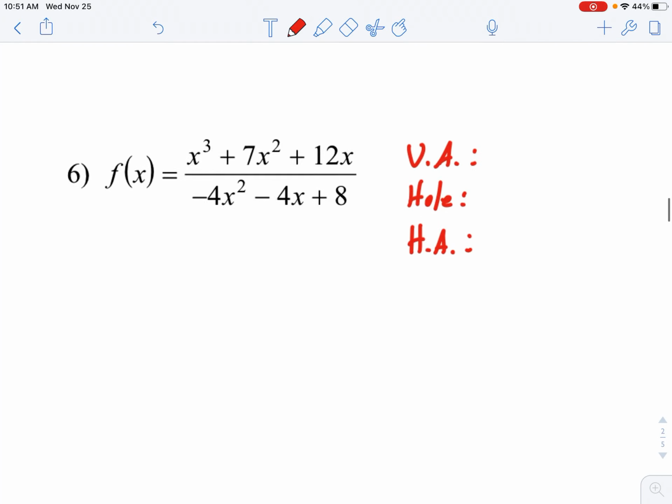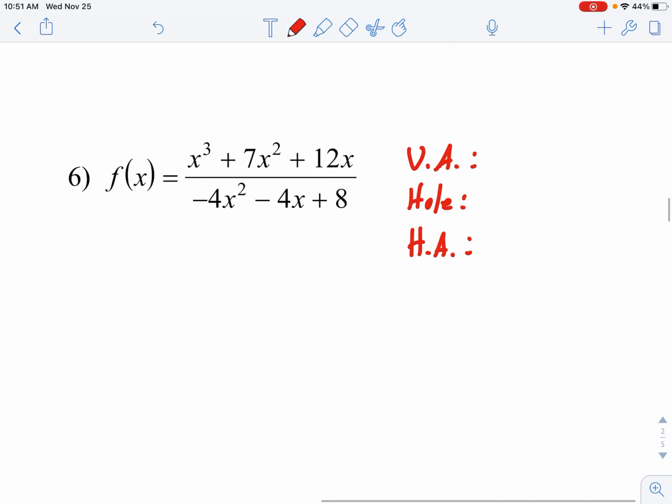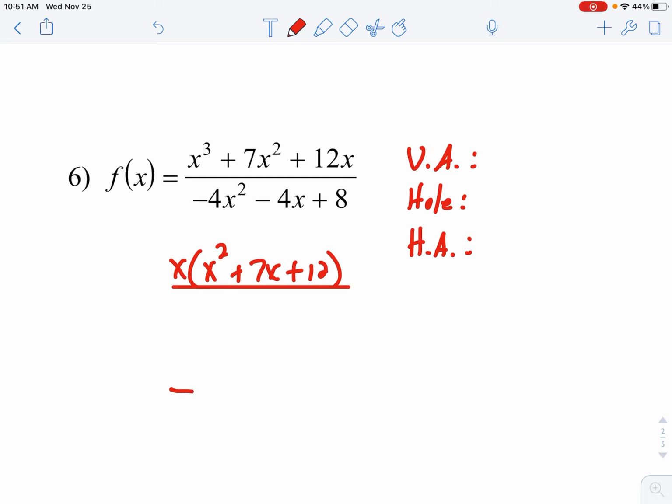All right, number 6. Oh, this is going to be fun to factor because each one is going to take a couple of steps. So in the numerator, I can factor out an x, and that gives me x squared plus 7x plus 12. But that can factor even further into (x + 3)(x + 4).